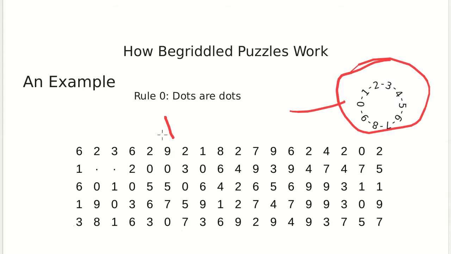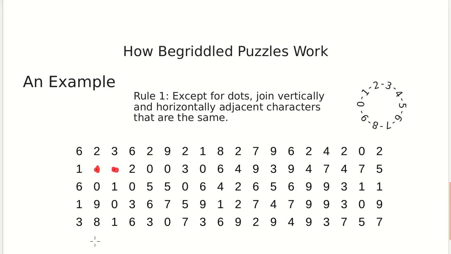The first one is really rule 0. I call it rule 0 because there's nothing to it really, it's just that dots are dots. So I'll fill those in there. Then the first proper rule is that except for dots, which you never do anything with except put them in as dots, you join vertically and horizontally adjacent characters, numbers in this case, that are the same. So I'll fill all these in.